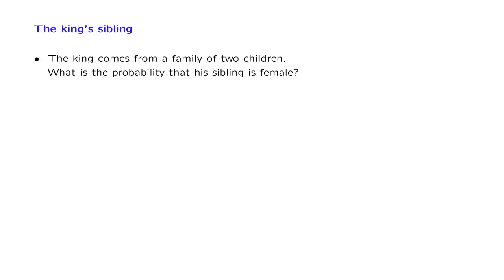Let us now conclude with a fun problem, which is also a little bit of a puzzle. We are told that the king comes from a family of 2 children. What is the probability that his sibling is female? Well, the problem is too loosely stated, so we need to start by making some assumptions.